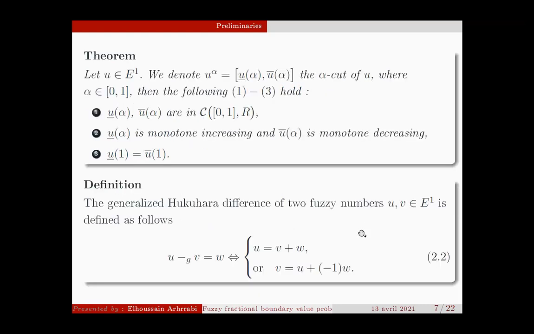Let U in E1, we denote by U alpha the alpha cut of U. Then we have the left-hand and right-hand endpoints of U alpha are continuous, and monotone increasing for the left-hand endpoint and monotone decreasing for the right-hand endpoint of U alpha. Another definition: the generalized Hukuhara difference of two fuzzy numbers U and V in E1 is defined as follows.